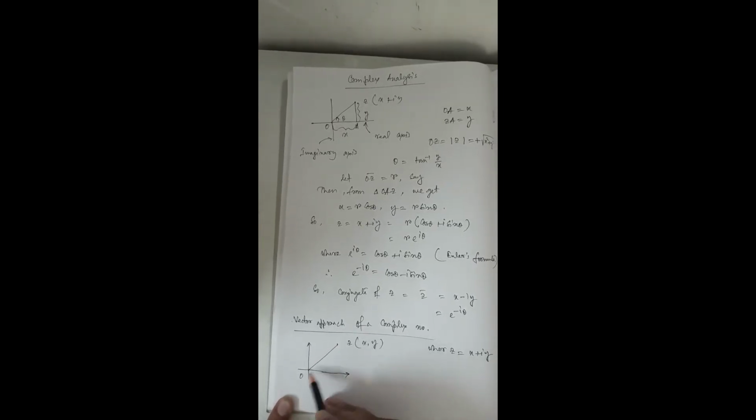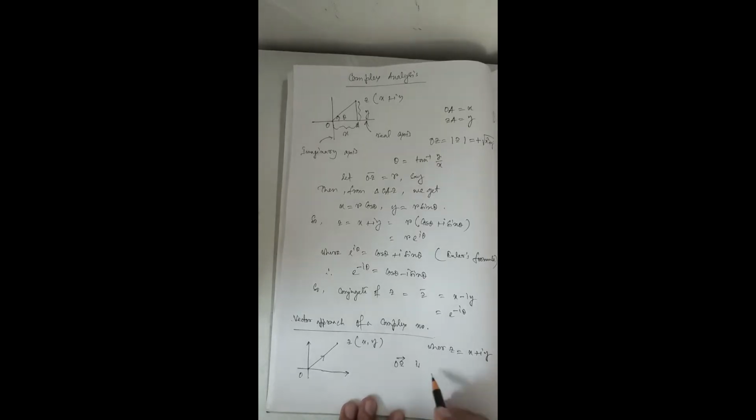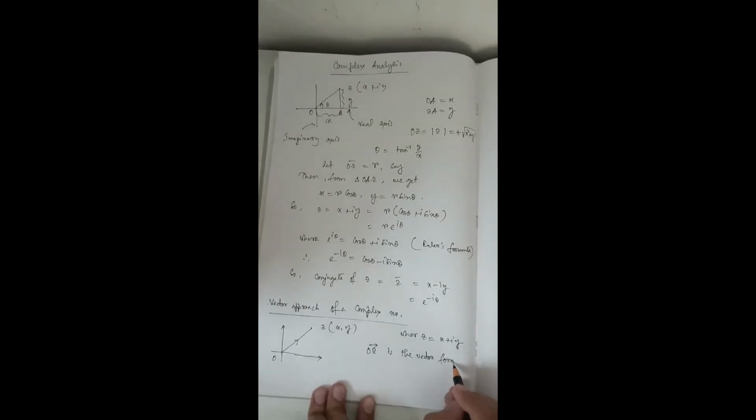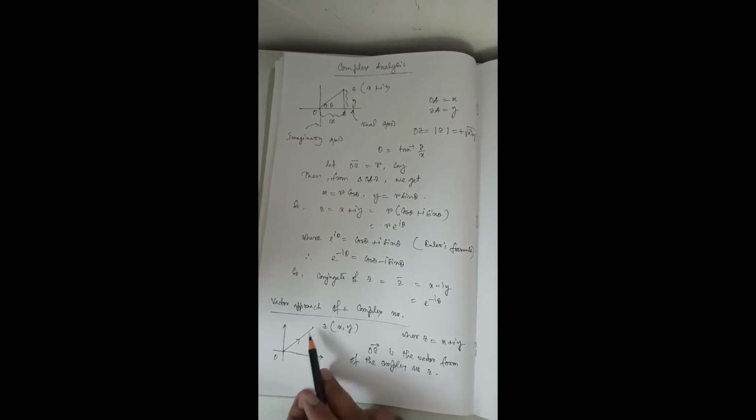and we join OZ and put a direction mark on the line segment OZ, what we get is this directed line OZ. This is called the vector form of the complex number Z. So you must remember, this is the vector form OZ. This OZ is the vector which represents the complex number Z on this Argand plane.